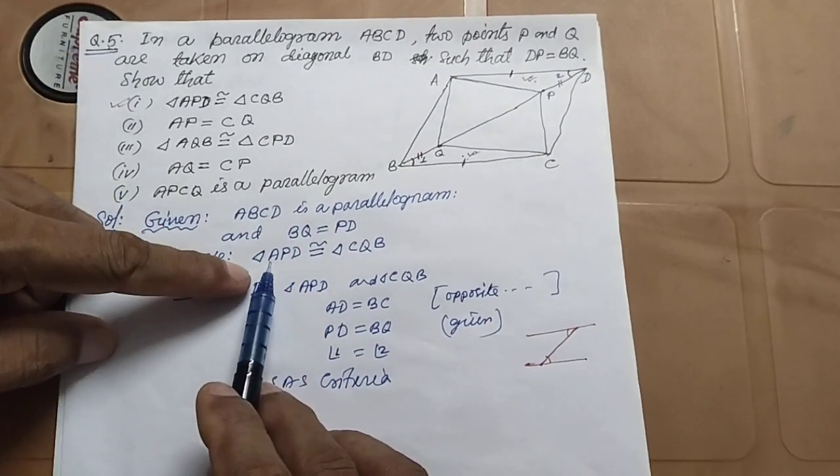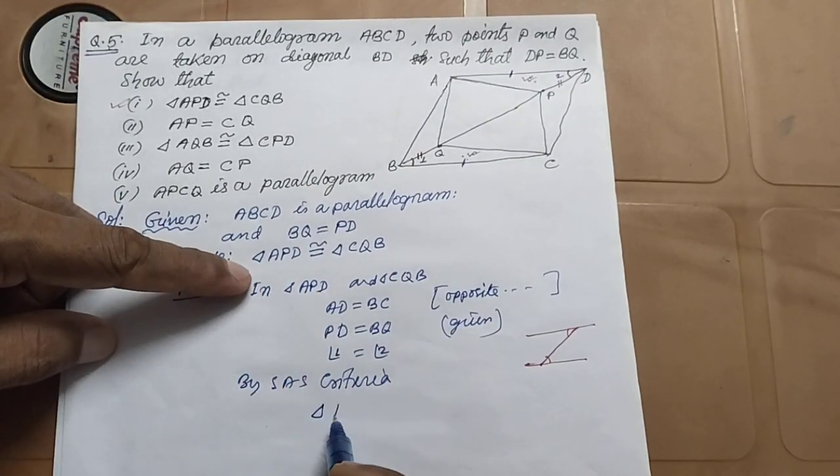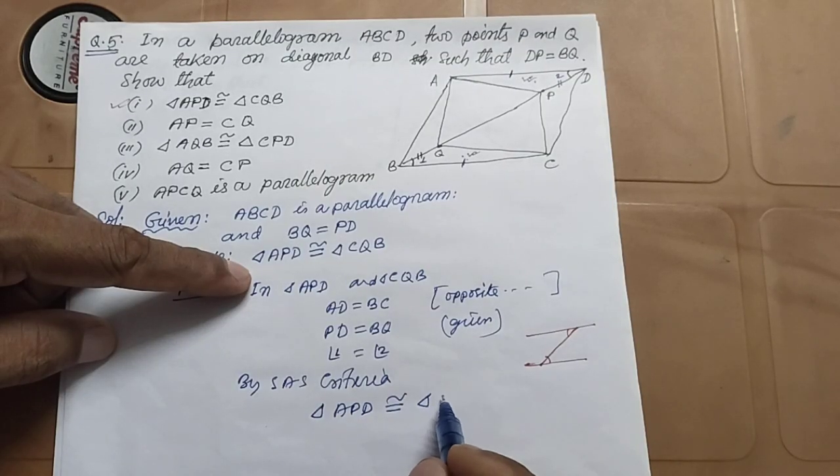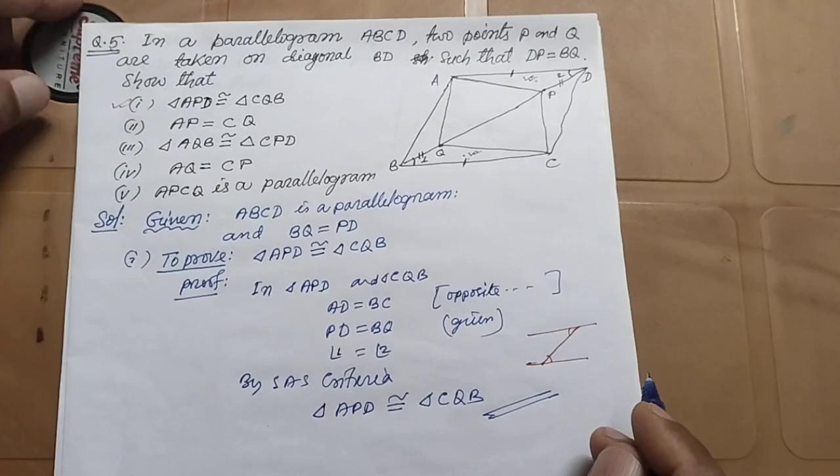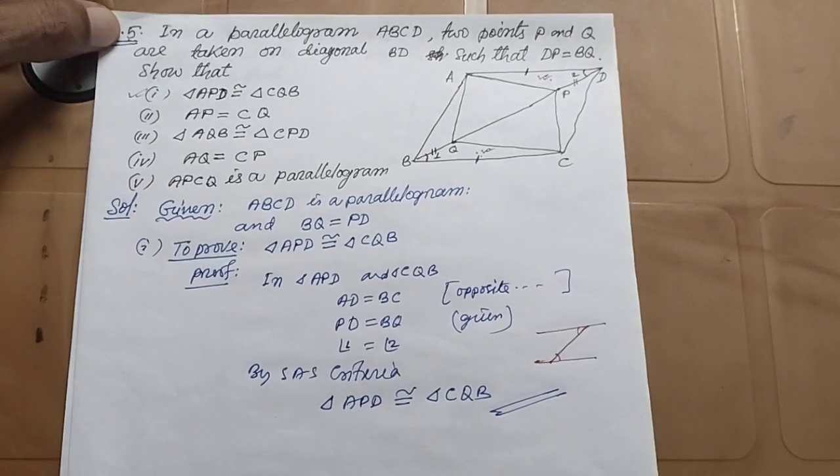It is written here, triangle APD is congruent to triangle CQB, and this is the complete proof of the first part.